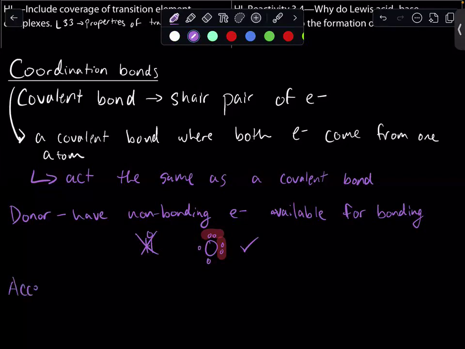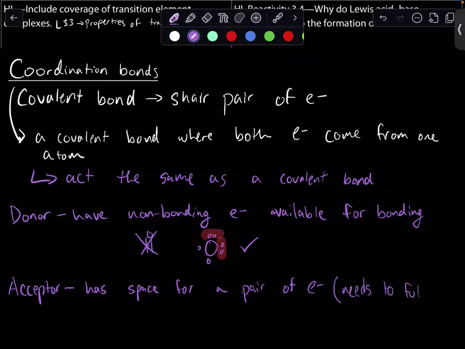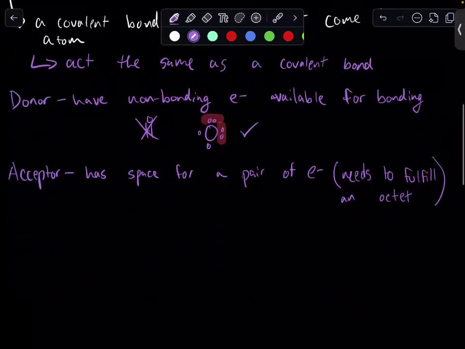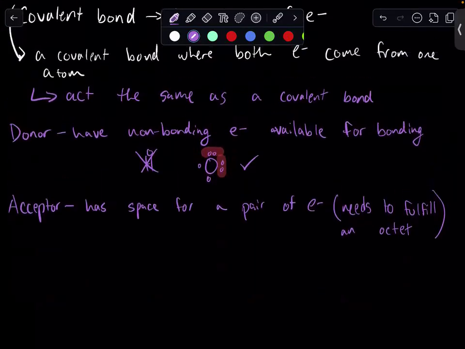We also need an acceptor. An acceptor, much like a donor, but the opposite, has space for a pair of electrons. And what I mean is it still needs to fulfill an octet. So we can get many acceptors, anything that can't make the extra bond but needs more electrons. So let's start with an example.